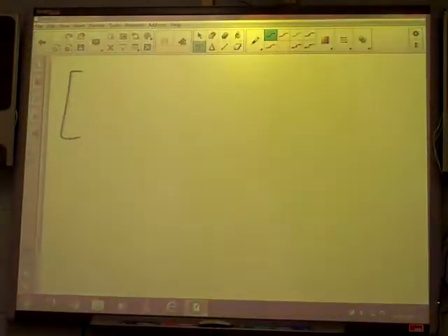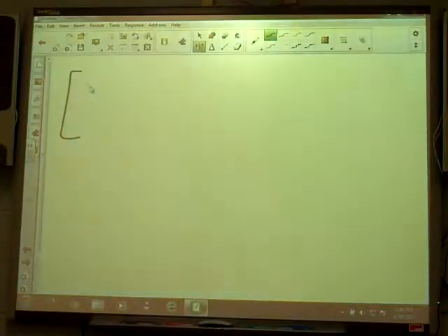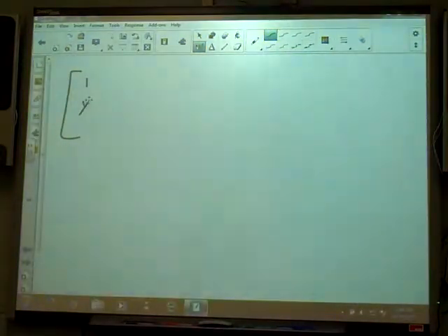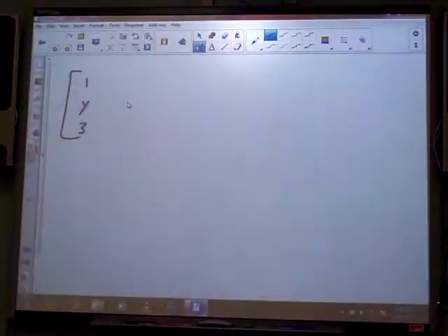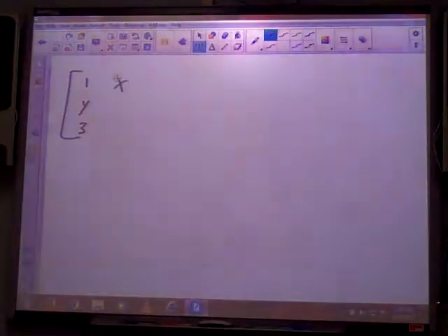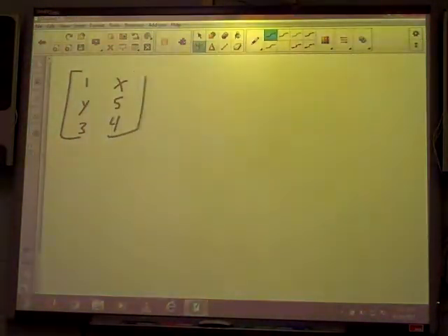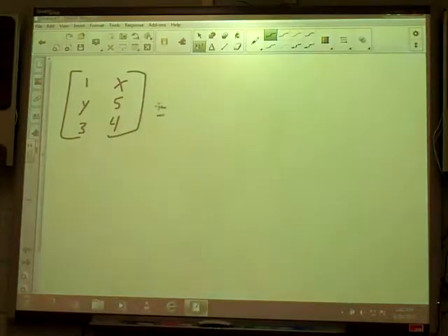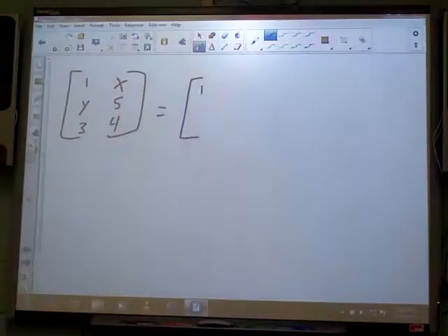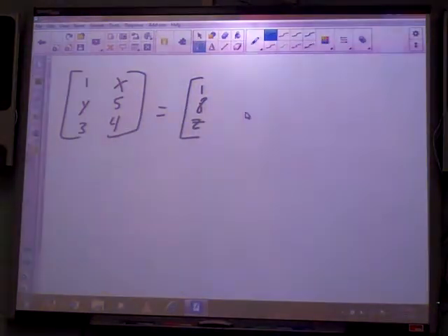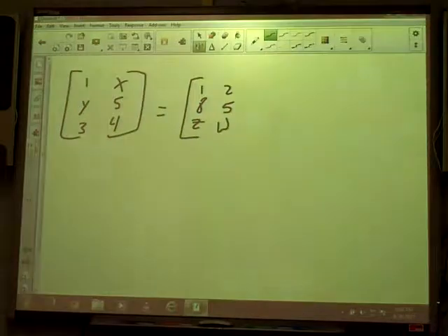Here, I've got a matrix that has in this first column 1, y, and 3, and x, 5, and 4 in the second column. I'm telling you that that is equal to a matrix that has 1, 8, and z in the first column, and 2, 5, and w in the second column.